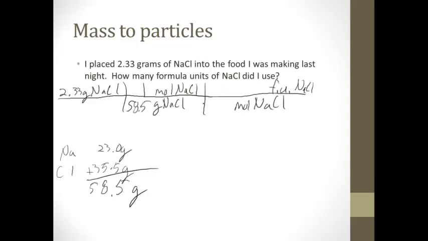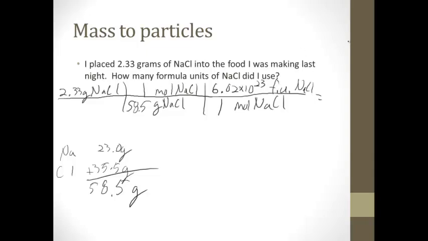We've now got a mole and formula unit together. 1 mole is equal to 6.02 times 10 to the 23rd formula units. Alright, multiply on top, divide on bottom. This time I'm just going to do it in the calculator that's in my hands. So 2.33 divided by 58.5. Then multiply by 6.02 times 10 to the 23rd.